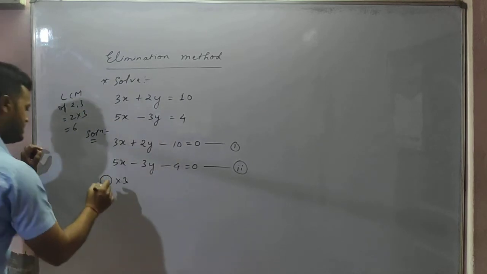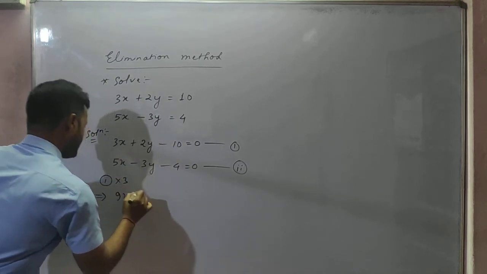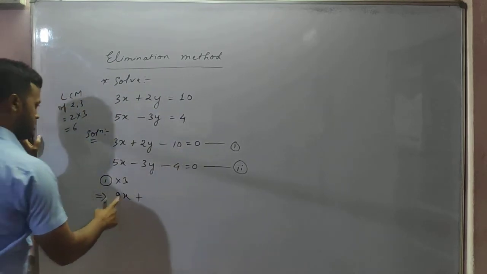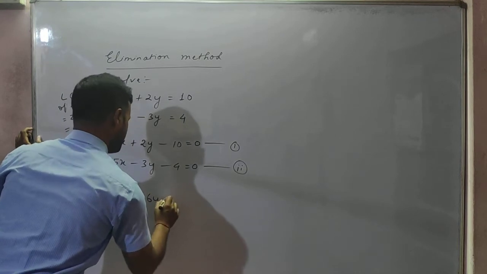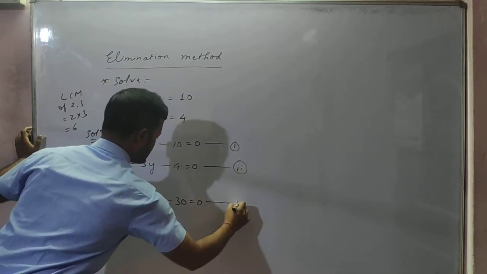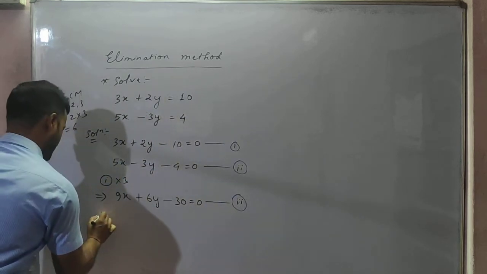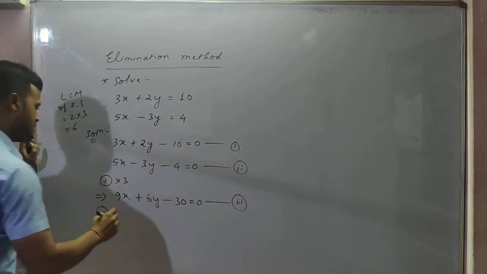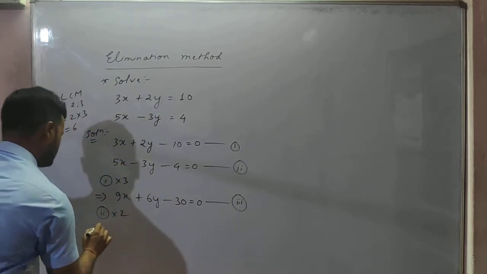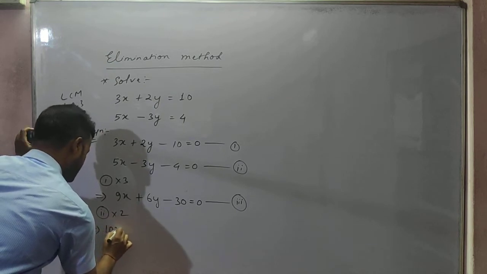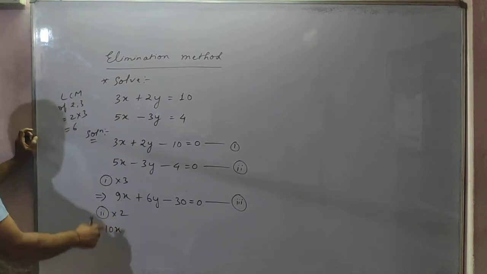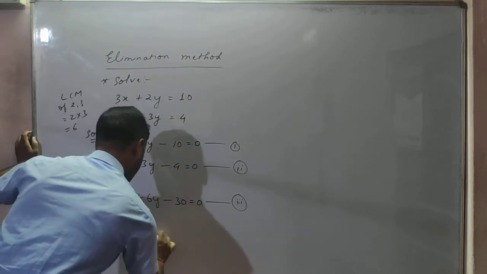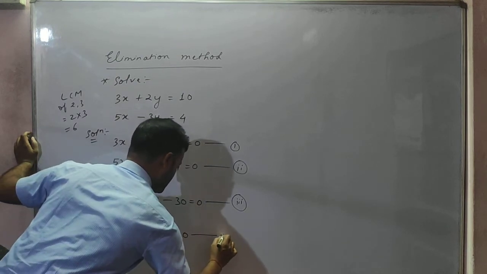Okay? Multiply by 3. So 3 3s are 9, 9x plus 3 2s are 6y, 3 10s are 30, marking number 3. And equation 2 is there. Here 3 is there, no? In place of this 3, if you want to make 6, then multiply by 2. 5 2s are 10, 10x minus 6y minus 8 is equal to 0, marking number 4.